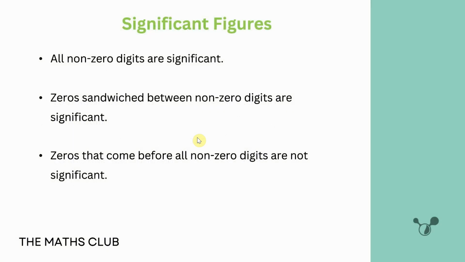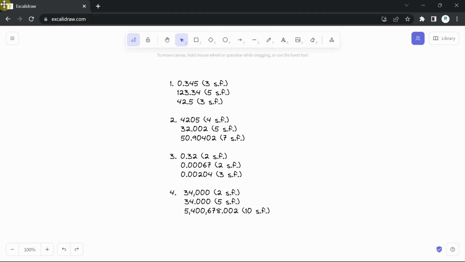Significant figures. From the word significant figures, that means the figures, or the digits, in a particular number that are relevant, right? Significant, relevant. So these are some of the rules of significant figures. The first rule says all non-zeros are significant. So if you have a number, let's look at an example: 0.345, 123.34, 42.25. All non-zeros are significant.